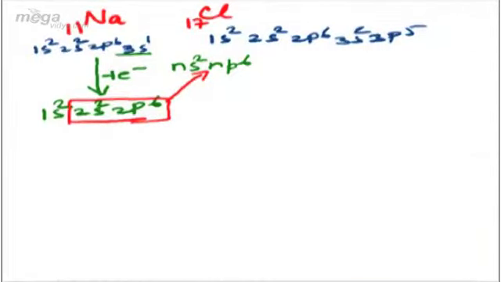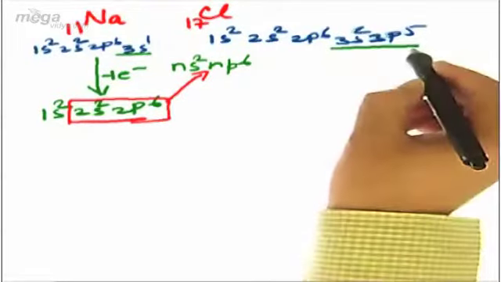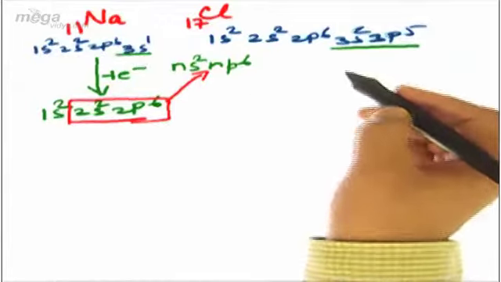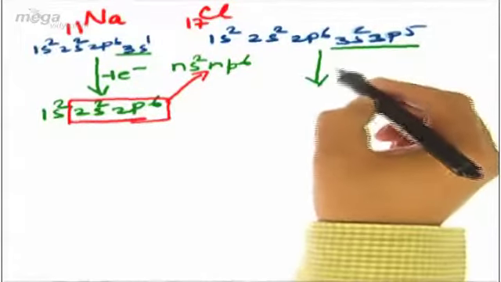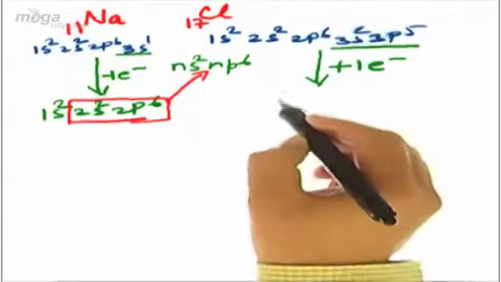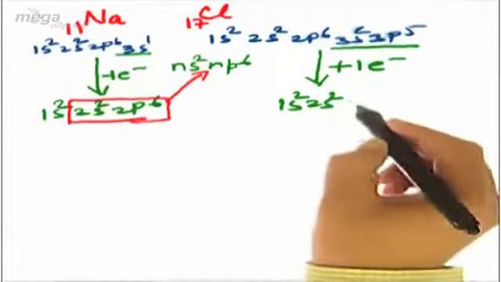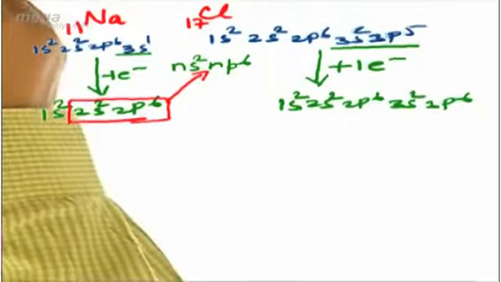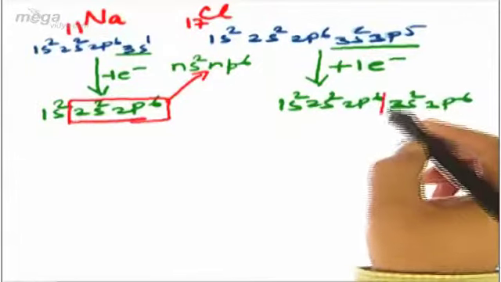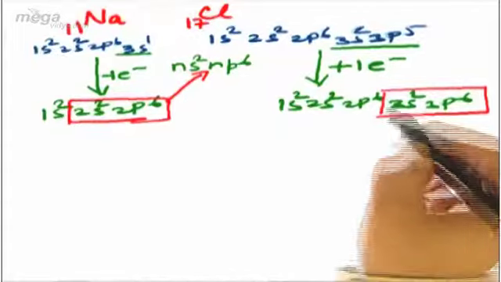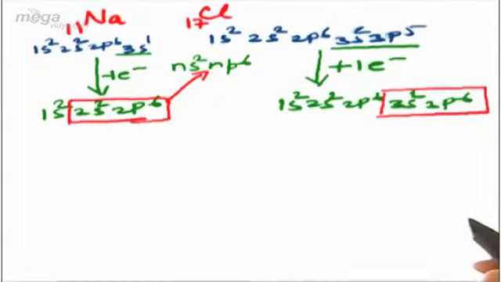Similarly, in case of chlorine, we have got 3s2, 3p5, which is not resembling ns2 np6 configuration. So basically Cl will gain one electron from sodium and its new configuration will become 1s2, 2s2, 2p6, 3s2, 3p6. So here in the valence shell of chlorine we have got 3s2, 3p6, which is now again resembling ns2 np6 configuration. So it has attained stability.